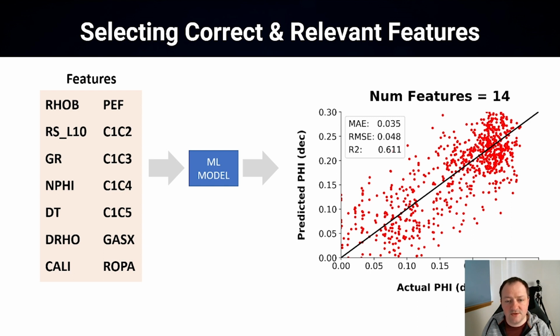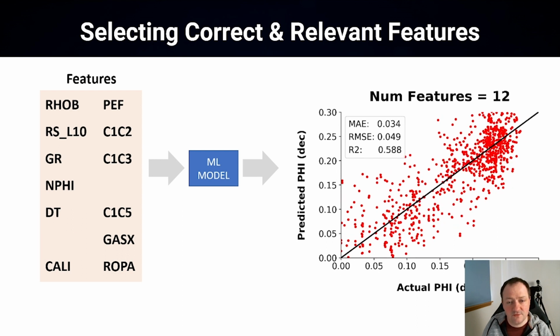The model was then run using the features that were above this threshold, and as can be seen here, when all variables are used, the relationship between the actual measurement and the predicted measurement is poor, with a high MAE and a high RMSE. So on the scatter plot here we have the actual porosity on the x-axis and the predicted porosity on the y-axis, and we can see that the points are very scattered, very spread out.